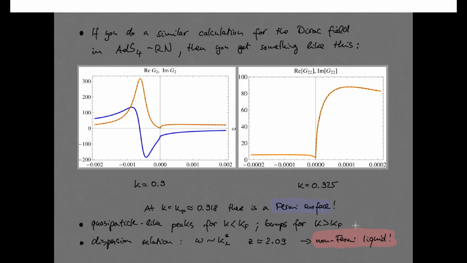You can also investigate how this peak approaches omega equals 0, and it turns out to be an interesting dispersion relation. For this particular case, for the parameters, omega, the location of the peak, goes like k perpendicular to some power z. Remember, k perpendicular was the distance from kF, so this is just k minus kF. And this z is about 2.09. In particular, it's not equal to 1. So what we found here is a non-Fermi liquid.